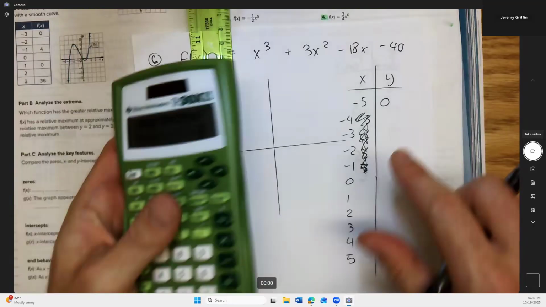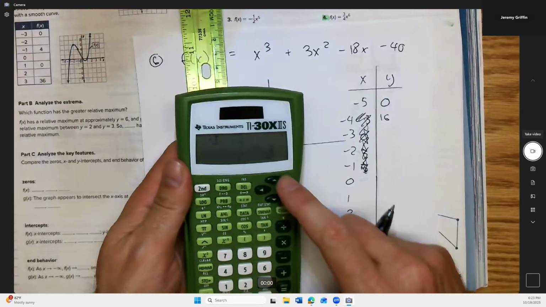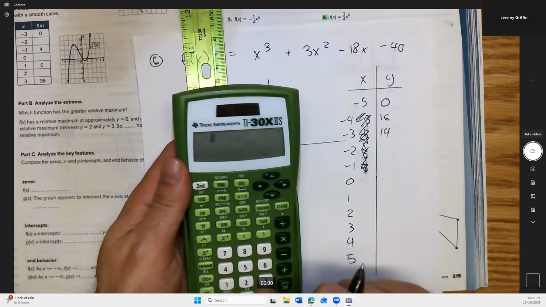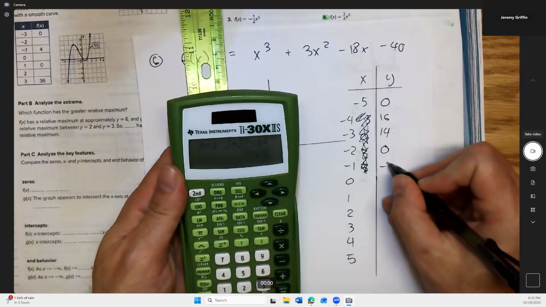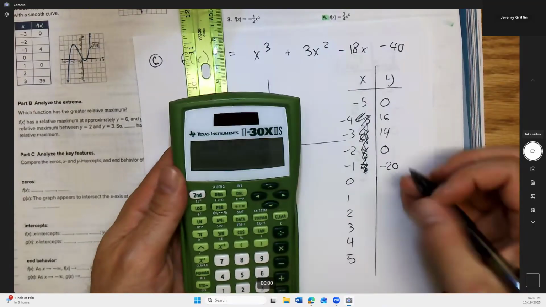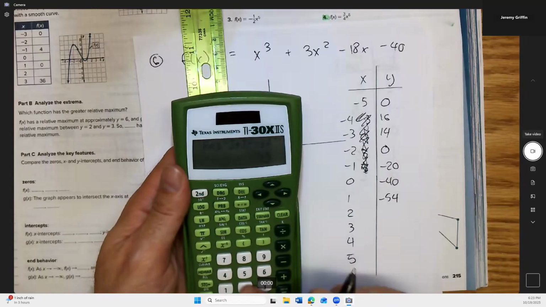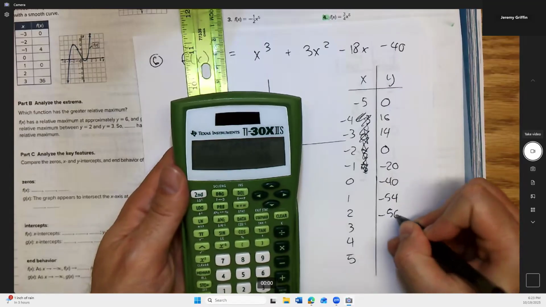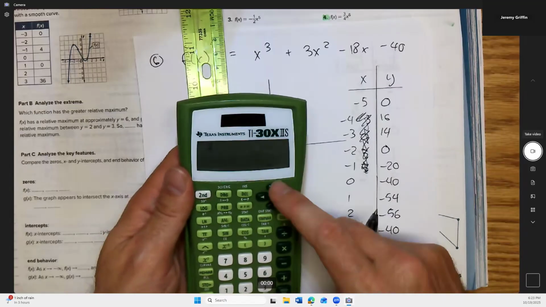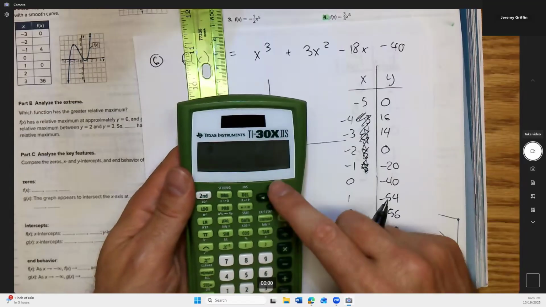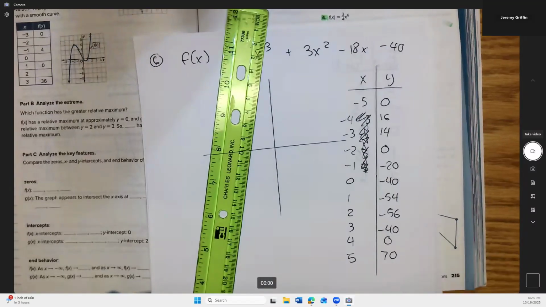Okay, so if I plug in -4, I get 16. -3, 14. -2, 0. -1, -20. 0, -40. 1, -54. 2, -56. 3, -40. Ooh, come back up. 4, 0, and 5, 70. Boom. Just knocked out all those coordinates right there.